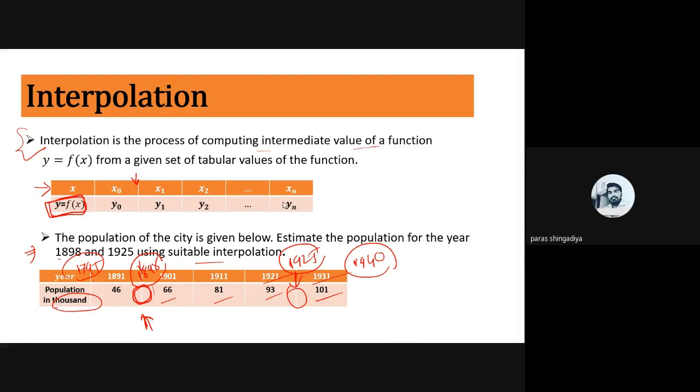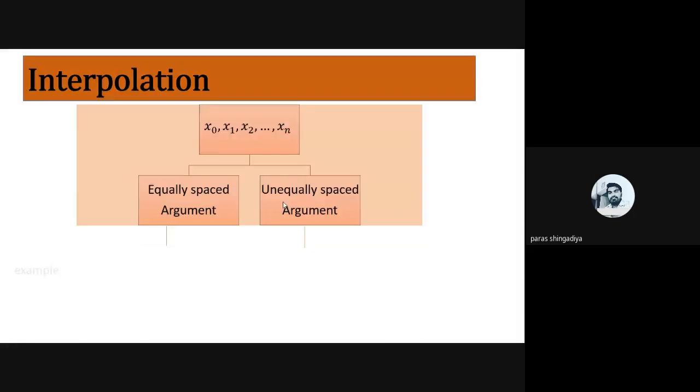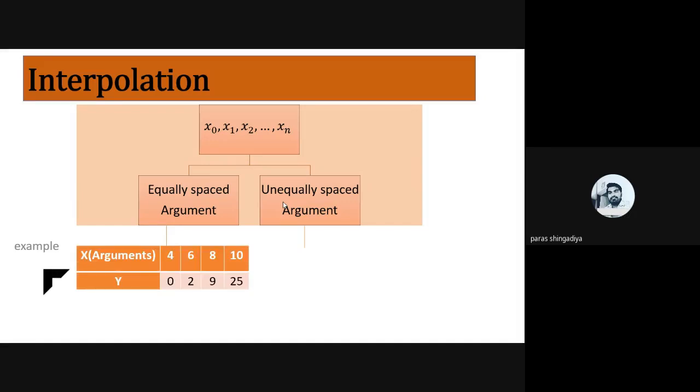Now, we have two types of data as the argument x, that is x0, x1, x2 up to xn: equally spaced data and unequally spaced data. In the interpolation theory we'll learn four methods. The first is the Newton forward interpolation formula, the second is the Newton backward interpolation formula, and then Lagrange interpolation.